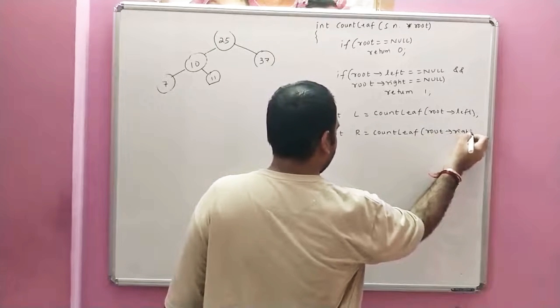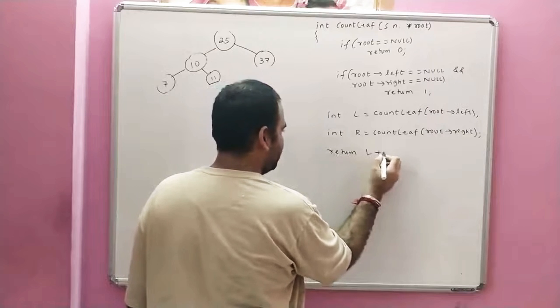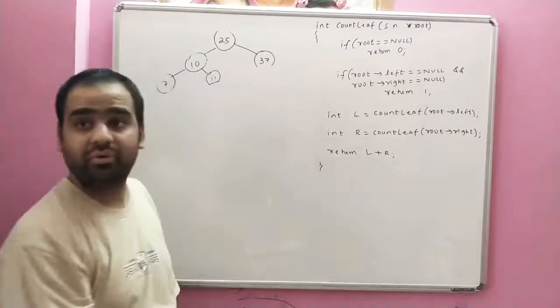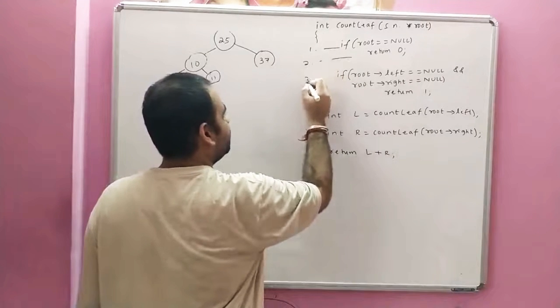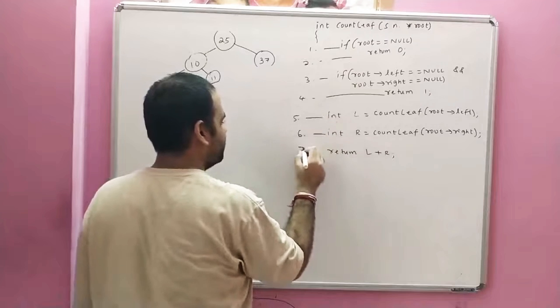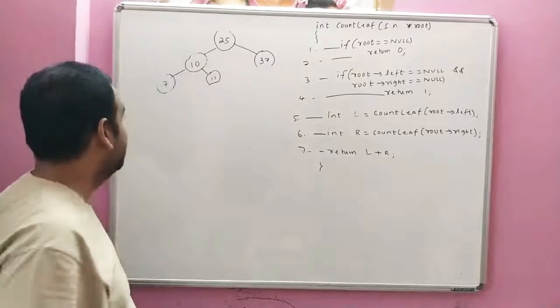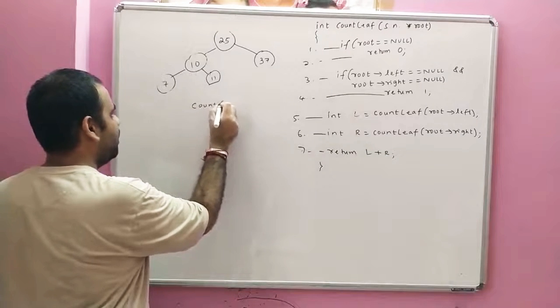And what is the final answer? The final answer is the number of leaf nodes on LHS plus the number of leaf nodes on RHS. Now let's trace it. Let this be line number 1, 2, 3, 4, 5, 6, 7. Okay, let this be the tree. Now again I say count leaf. I just write it here, count of 25.